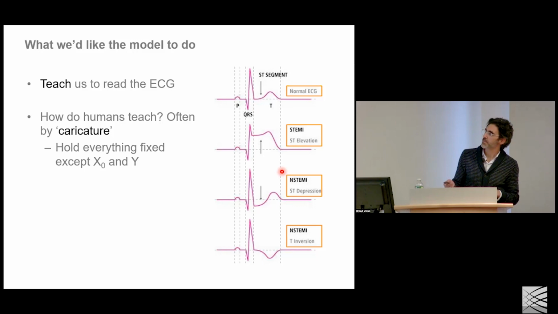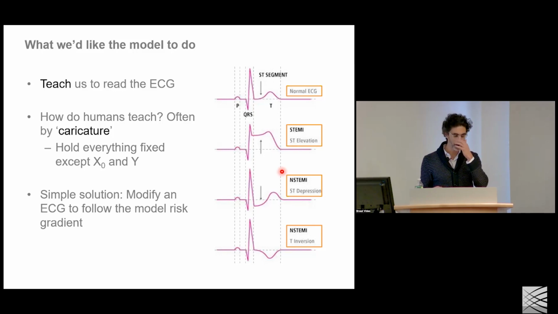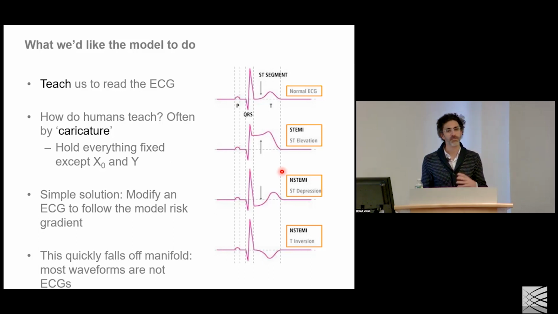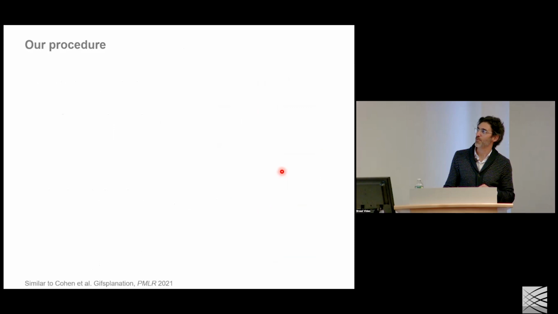So, the first thing that occurred to me, that I'm sure is occurring to you, is: let's just take an ECG and tweak it to follow that risk gradient, just start messing with it. And you quickly start getting things that look nothing like ECGs, because most waveforms, even if you constrain it to be a waveform, a continuous time series, are not ECG-like, I can tell you after having tried to do this for three or four months. Okay, so what do we do?